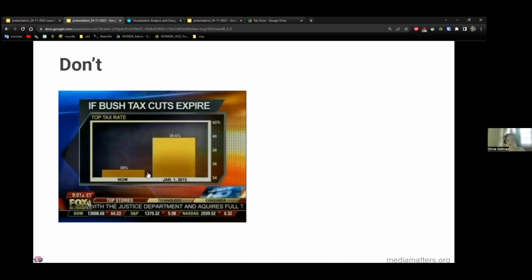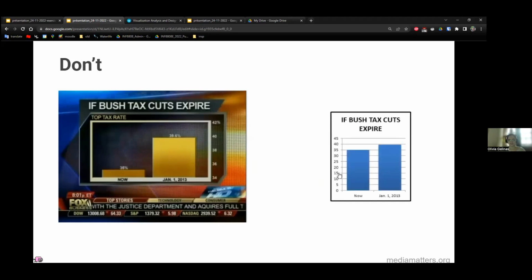Here's another example. Can you see the issue here? If I do this, it's the same data. Here, the axis starts at 34, and here it's 0. We can see that the message is quite different. Here it seems to be a drastic change, but finally, there is an increase, but it's not as huge as what we would have thought.